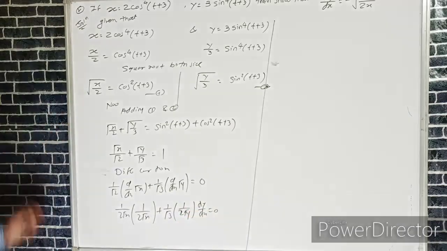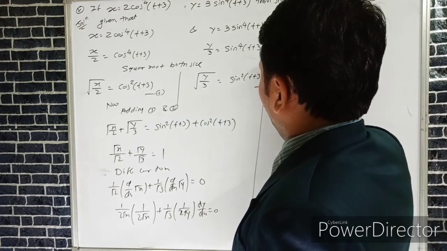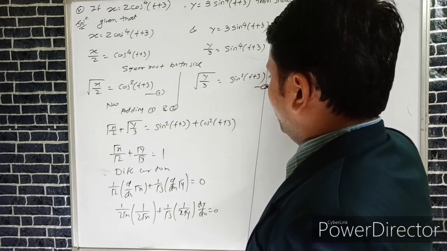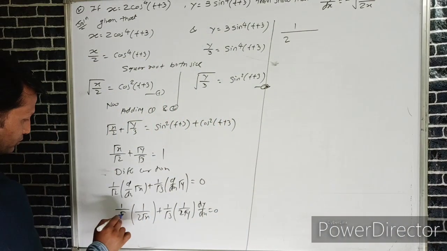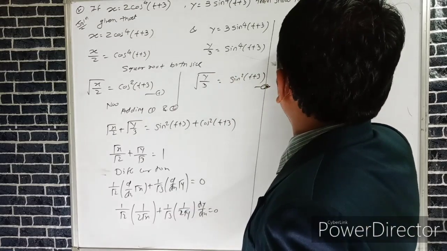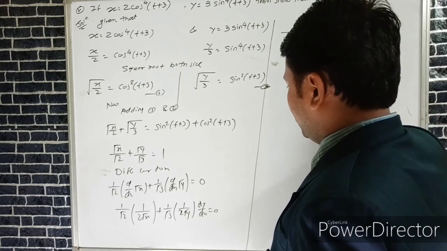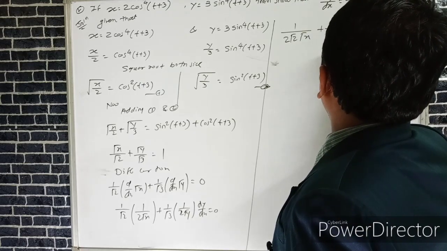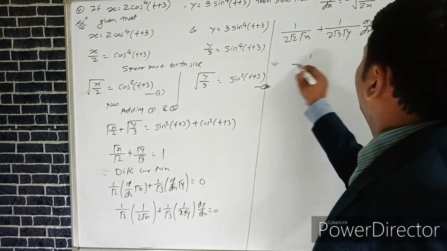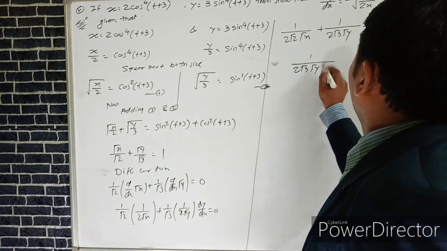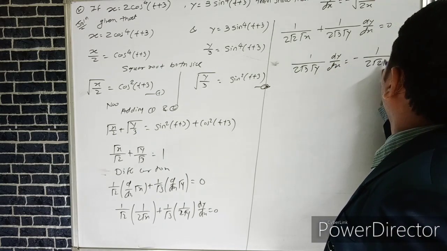0. Now we can write the whole terms as 1 upon under root 2 into 2 root 2 into root x, plus 1 upon 2 root 3 into root y dy by dx equals 0. If we shift this term to the right side, we can write 1 upon 2 under root 3 root y into dy by dx equals minus 1 upon 2 root 2 root x.